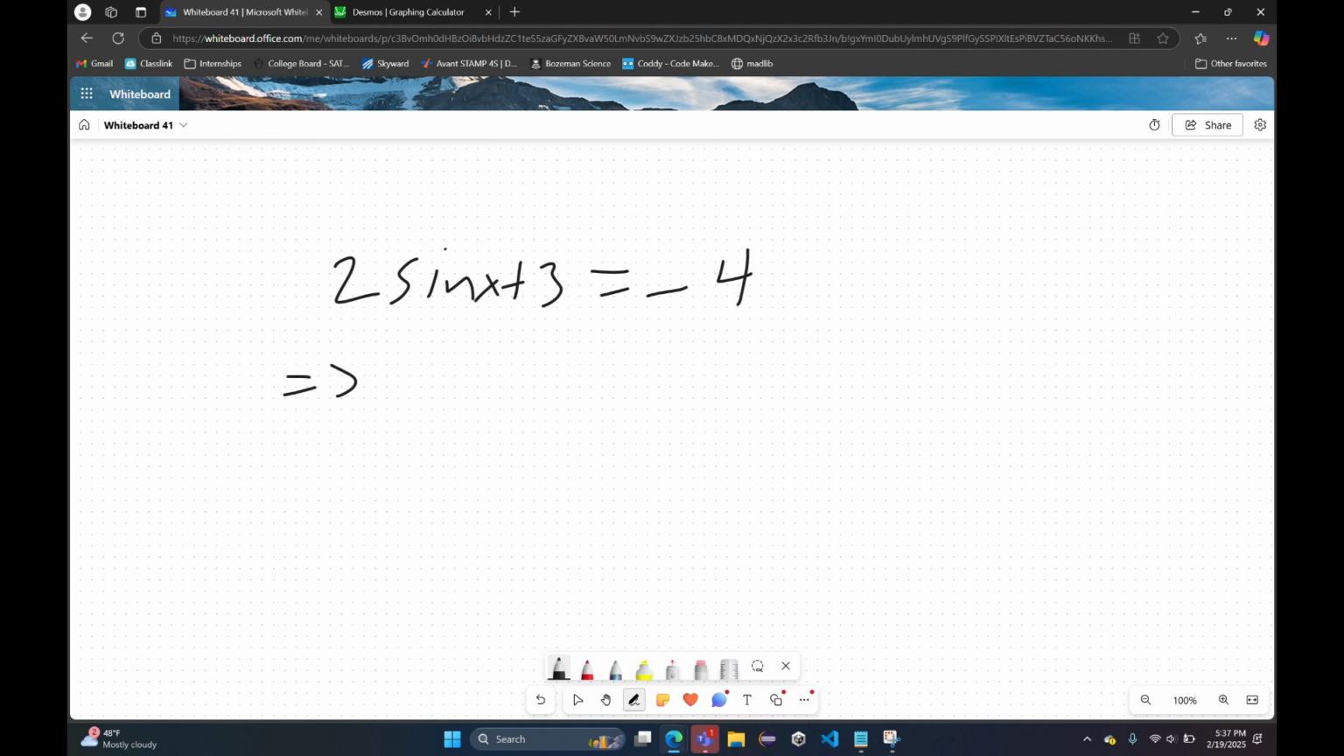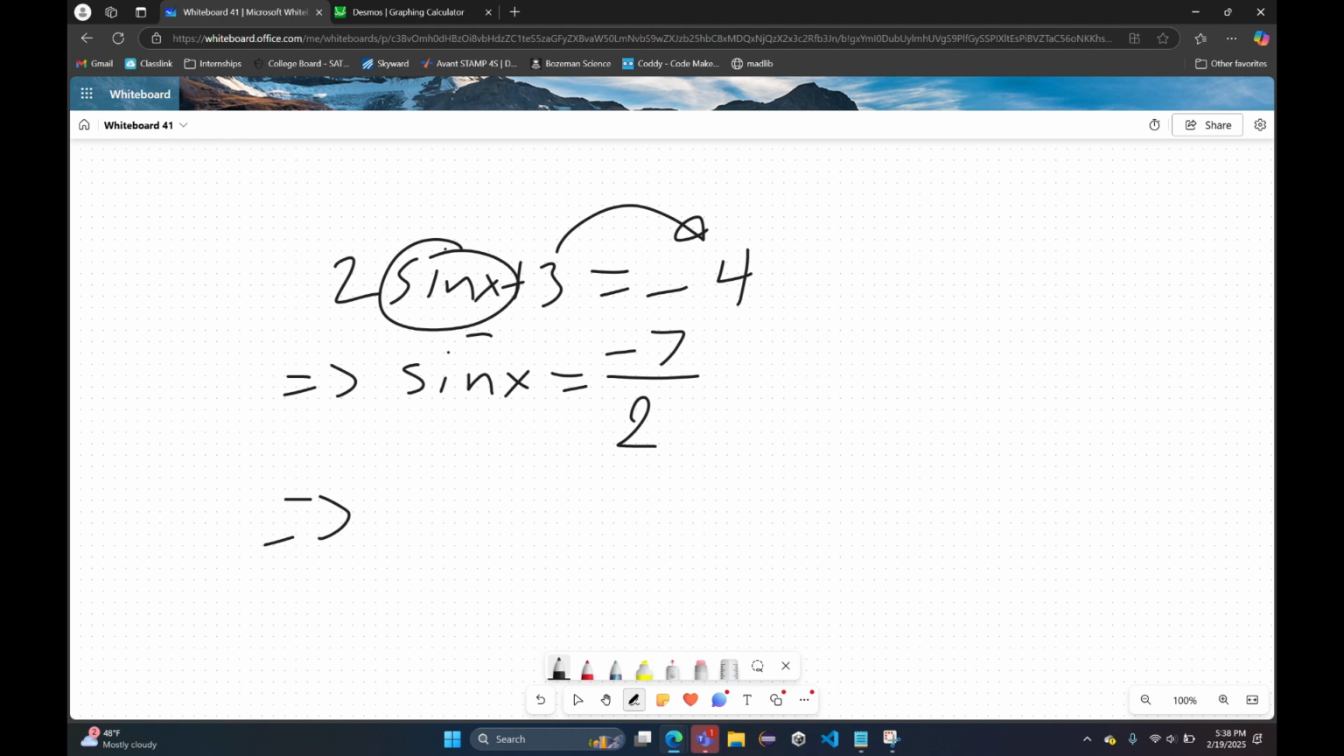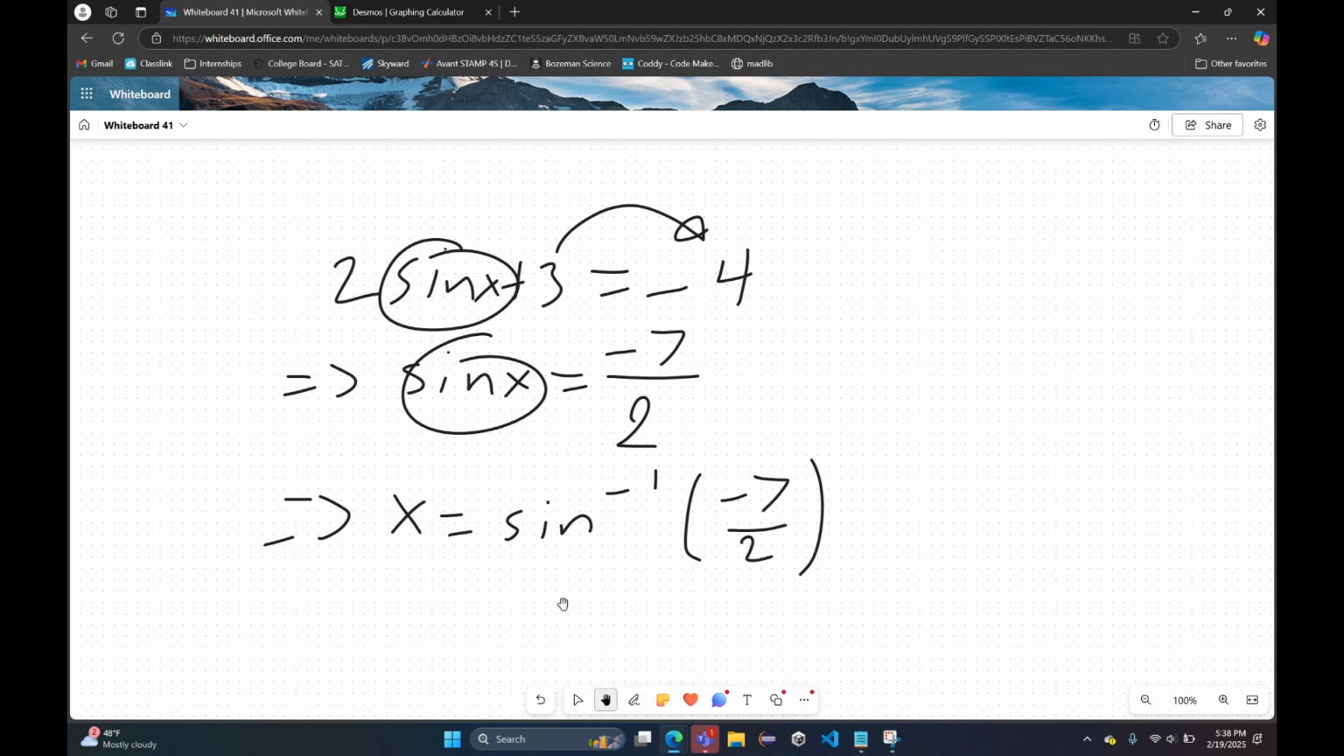This implies that first we gotta isolate the sine x, just like you manipulate anything algebraically. Take 3 to this side, divide by 2. -4 minus 3 is -7, and then divide that by 2. And now we know how to solve this as well. x is just going to be, gotta apply the inverse trigonometric function. And you can punch that into a calculator to figure that out.